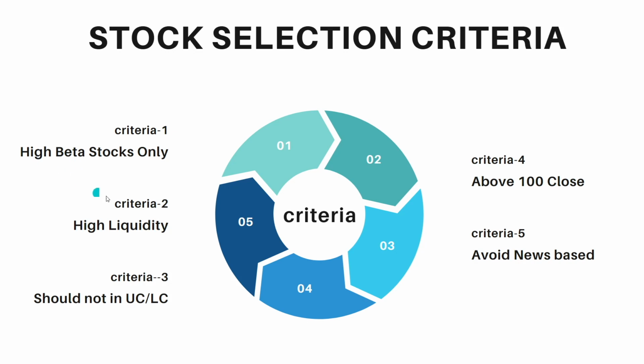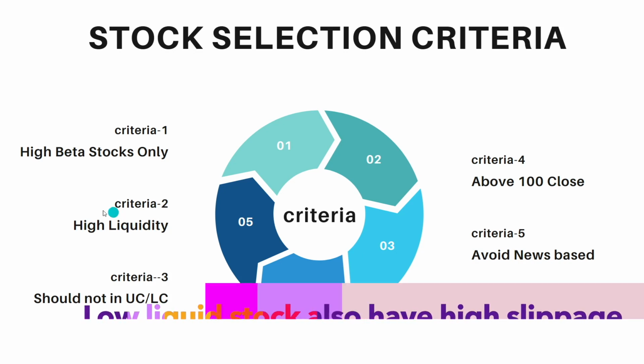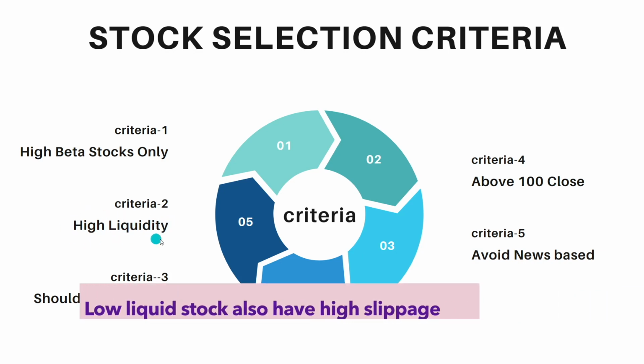The second criterion I kept is high liquidity. Liquidity plays a key role, because if you get stuck in stocks where you have less liquidity, then definitely that's going to trouble you. So whatever stocks we are selecting, we need to have high liquidity. This is also one criterion I have added.